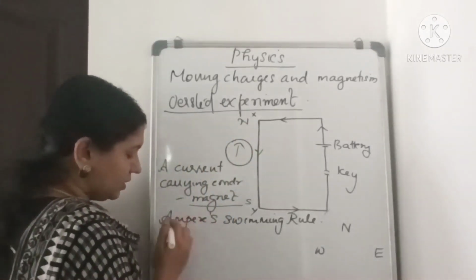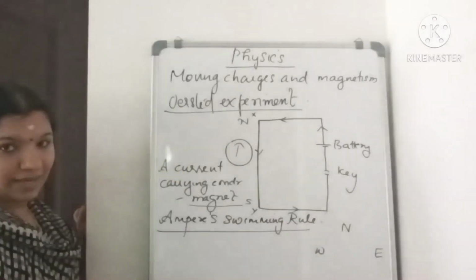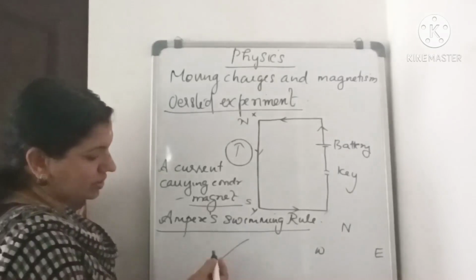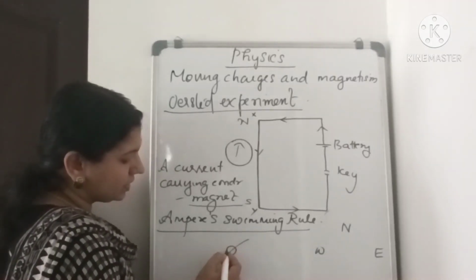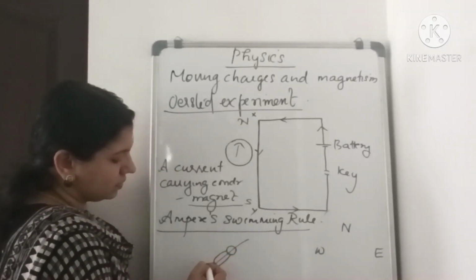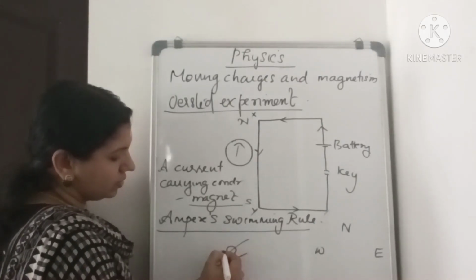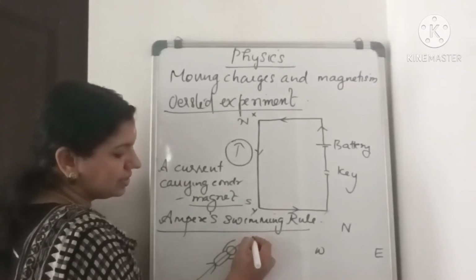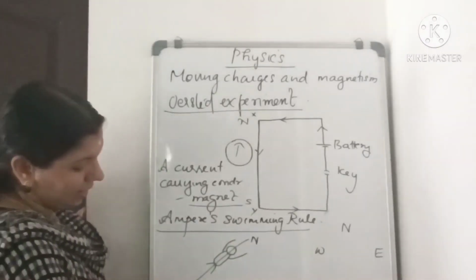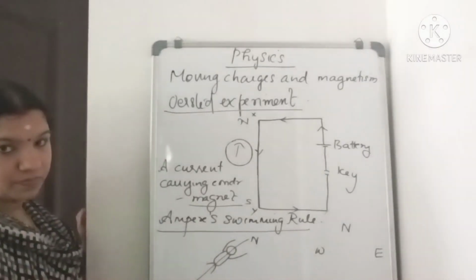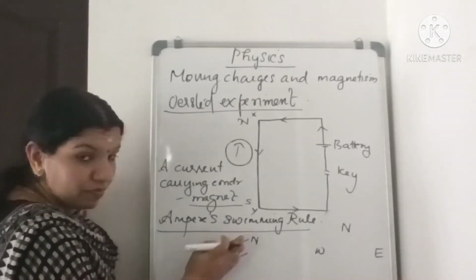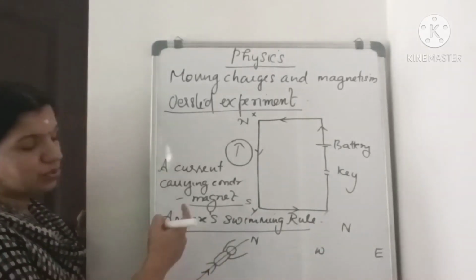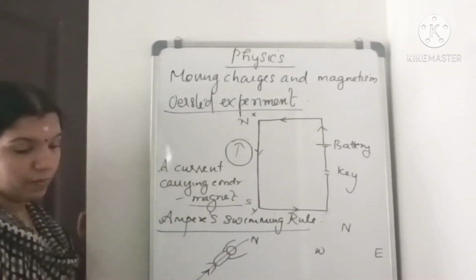Okay. So by Ampere's swimming rule, it is said that if a person is swimming in a direction such that, suppose this is the person. Okay. So he is swimming like this. Now, this is north and this is south. So he is swimming from where to where? From south to north. So from south to north, the person is swimming.